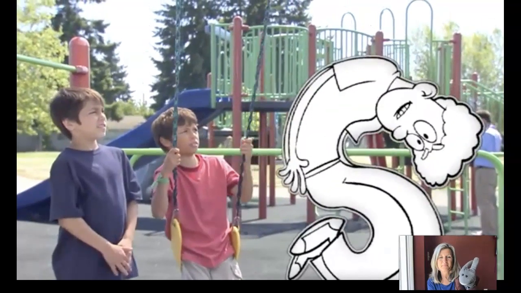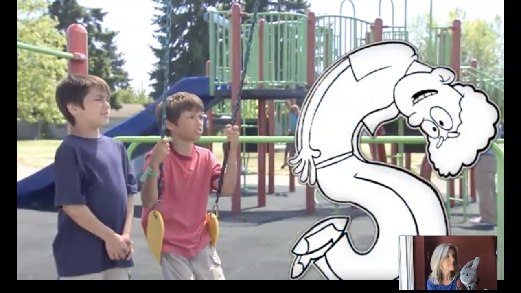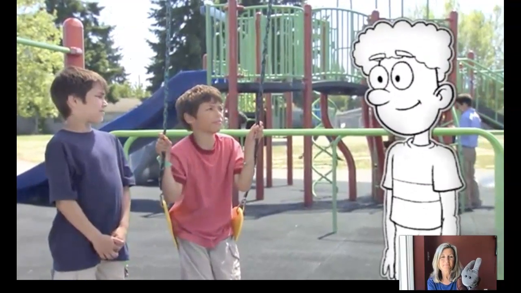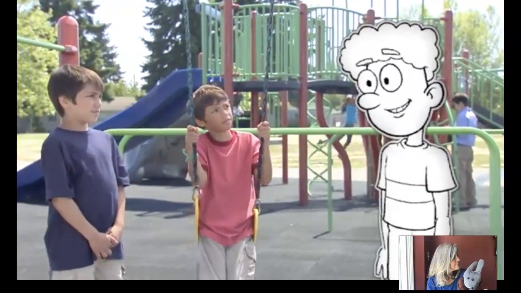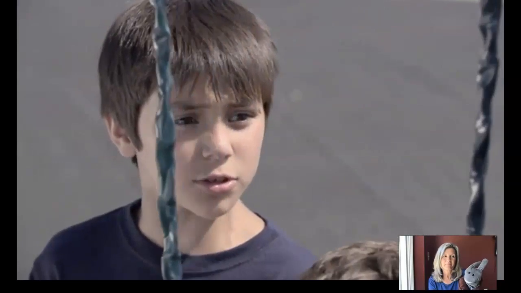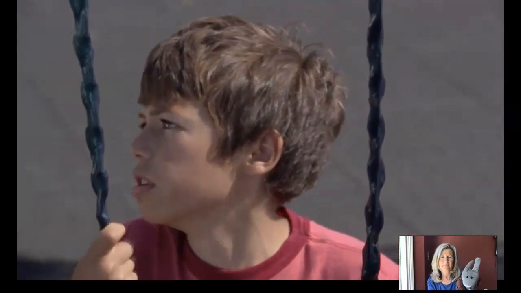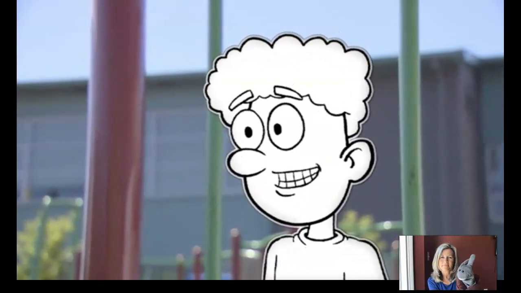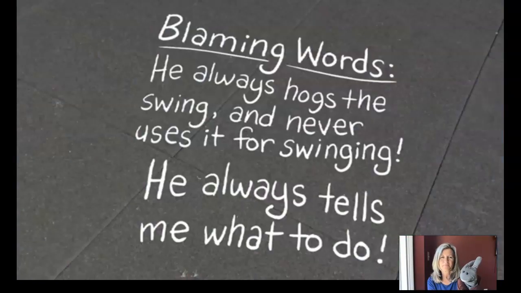What are you doing? I'm trying to make an S, but it's not working. An S? I get it. S is the first step. Yeah, S. Say the problem, remember? The problem is Leo is always hogging the swing, and he never uses it for swinging. Nuh-uh. The problem is Travis is always telling me what to do. I never get to swing by myself because of you. Oh, you both sound pretty angry. I feel like that sometimes. What works for me is taking a minute to calm down. If you can calm down, then you can try saying the problem without blame.